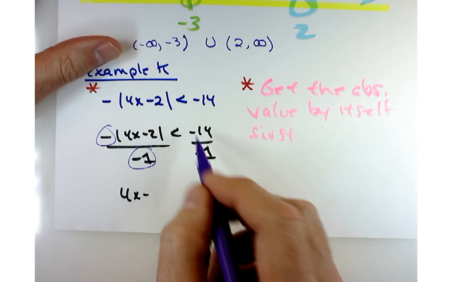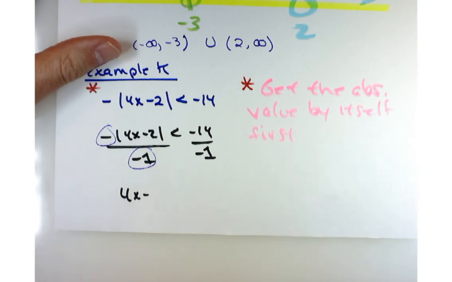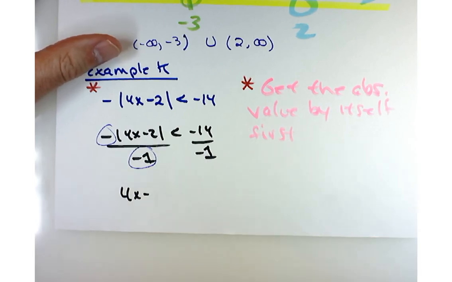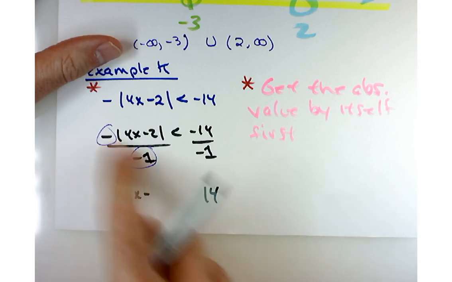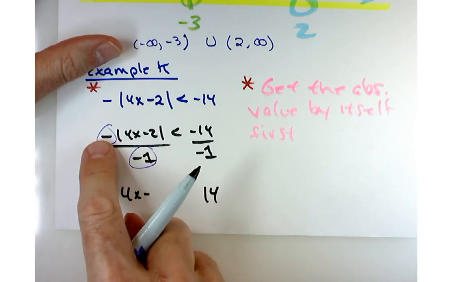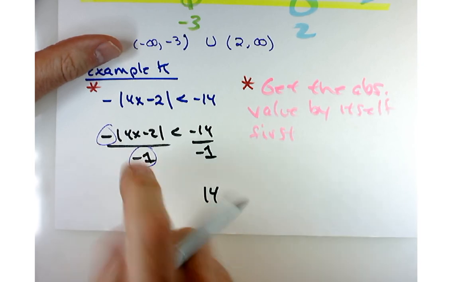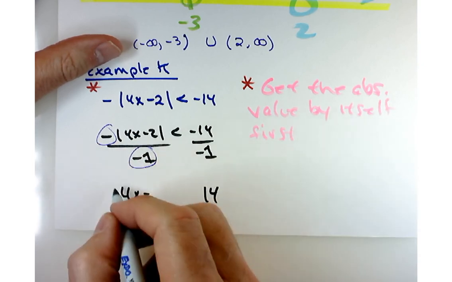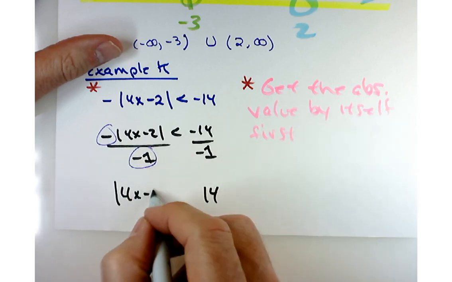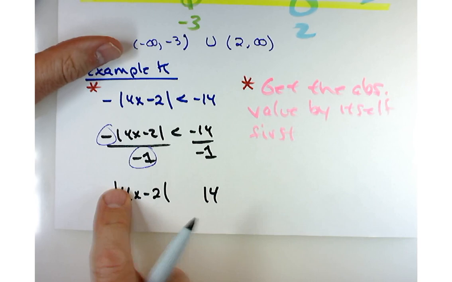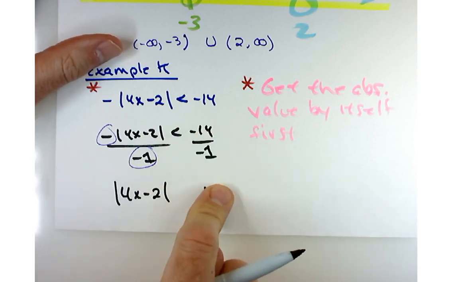When you divide a negative by a negative, what happens? Becomes positive. All right, so this is going to be a positive 14 on the right-hand side. On the left-hand side, again, you've got a negative divided by a negative. What happens when you have two negatives in a quotient? Negative divided by negative is positive. Great. So we get a positive absolute value over here, positive 14 here.